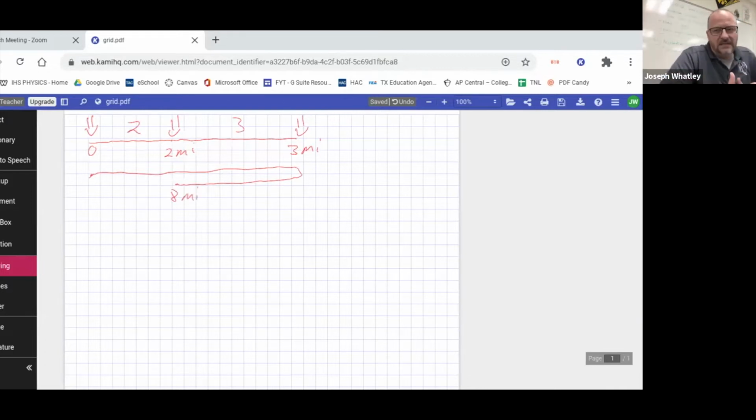Now, total distance, like if I'm driving in a car, I've gone 8 miles because I went 2 plus 3, and then I went that 3 again when I came back. So my odometer would say 8 miles. But what about displacement?